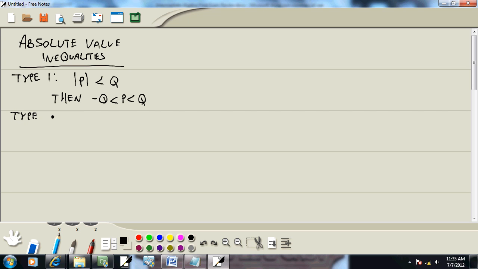And then we have our second type, where we have the absolute value of something is greater than something else. Again, the absolute value has to be by itself, no numbers in front of it, no numbers after it. And if you got in that form, then you can rewrite it as P is less than negative Q, or P is greater than positive Q. Now, P and Q can be anything. Some people, when they work this, think this "or" means they can pick one or the other, and you can't. You have to plug it in both of those.